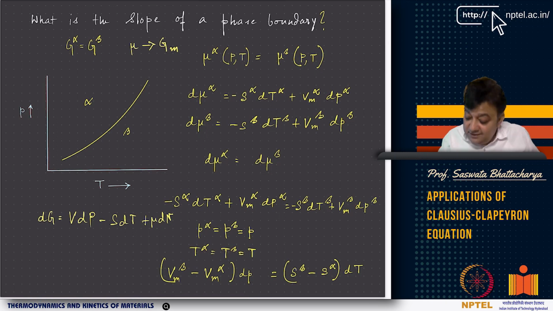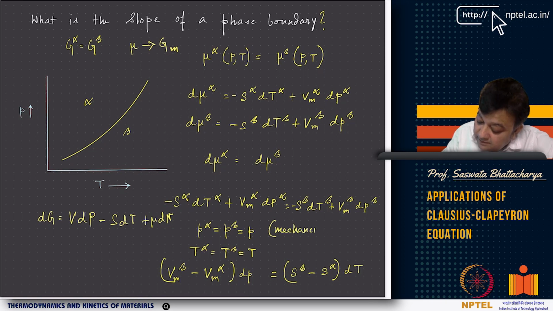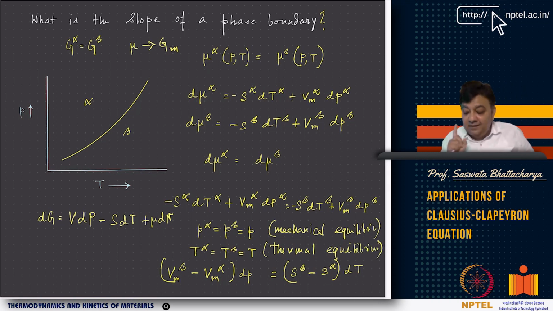Similarly, there is thermal equilibrium. So this is coming from mechanical equilibrium, and this is coming from thermal equilibrium. Now, there is no additional species. This is a unary system. So you have only mechanical and thermal equilibrium to consider, because the chemical equilibrium, which is for each species, is not required here.